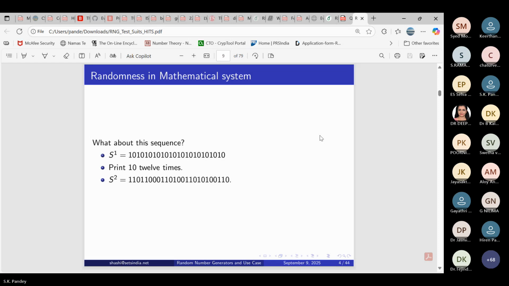The second case is this S2. Here the sequence is 1 1 0 1 1 0 0 1 1 0 1 0 0 1 1 0. If you observe it, and based on that observation, someone asks what type of logic I can build so that I am able to generate all the bits in that sequence. I don't know, are you able to give any logic for that in a couple of minutes, like what you did earlier in S1?